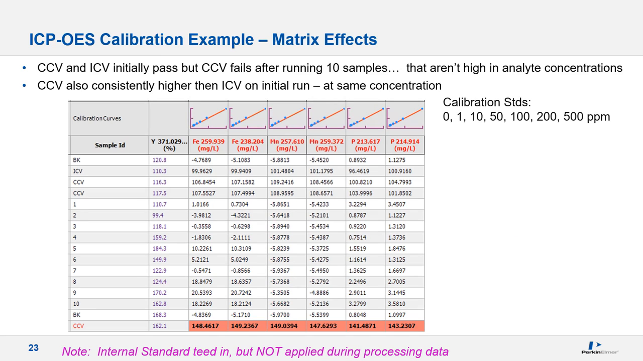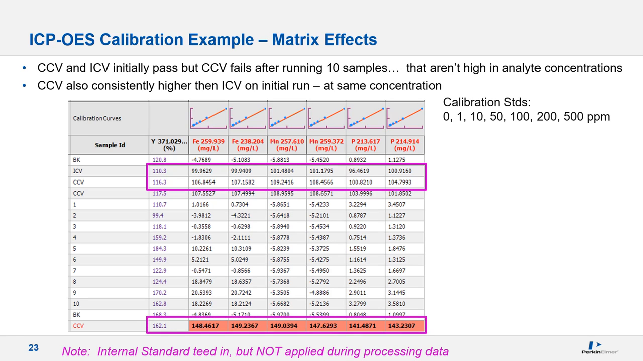Here is an example of an EIE interference in a QC failure example. In this example, the ICV and the CCV QC samples run immediately after calibration pass. However, the CCV run after the first 10 samples fails with about 150% recovery. Note the measured analyte concentrations in these samples aren't really high. They're generally less than 20 ppm. What is wrong? Is the instrument broken? The answer is no, you have an EIE interference. In this example, yttrium was added to the standards and the samples as a possible internal standard, but it was not applied during the calculations.